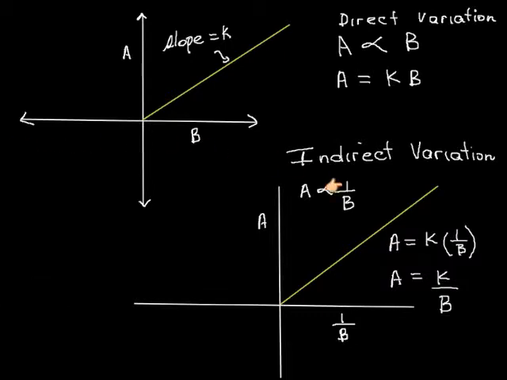So you must remember this. Indirect variation, A is equal to K over B. Direct variation, A is equal to KB.